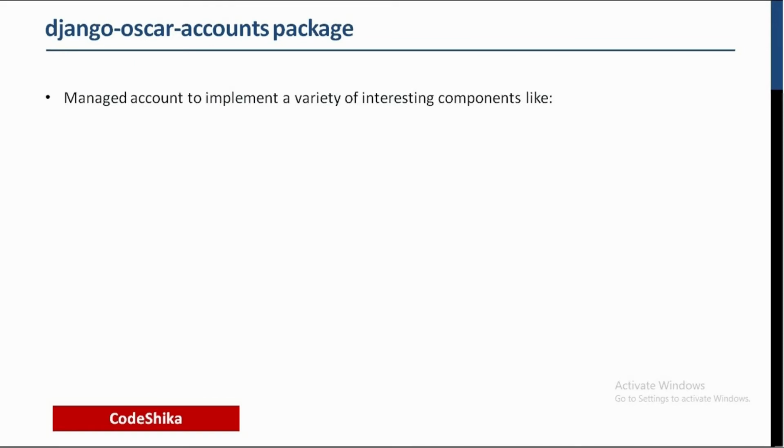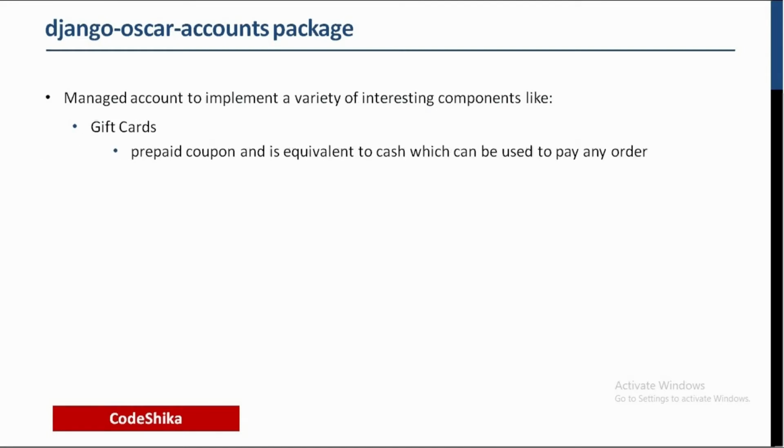So the Django Oscar accounts package provides a managed account to implement a variety of interesting components like gift cards. You may know that a gift card is a prepaid coupon and is equivalent to cash, which can be used to pay for any order. For example, in Flipkart you may have got a gift card on a purchase. Suppose I have a gift card of rupees 500 and I want to buy a product of rupees 600. Then at checkout I can pay rupees 500 for the product by using the gift card and the remaining by using other payment methods. So this is how the gift card works.